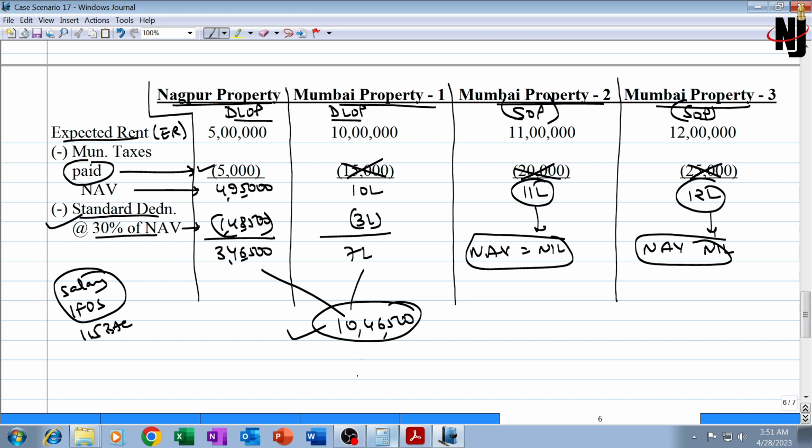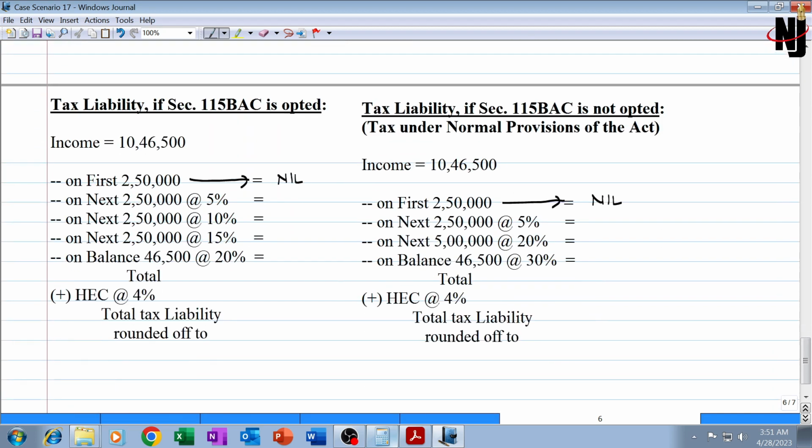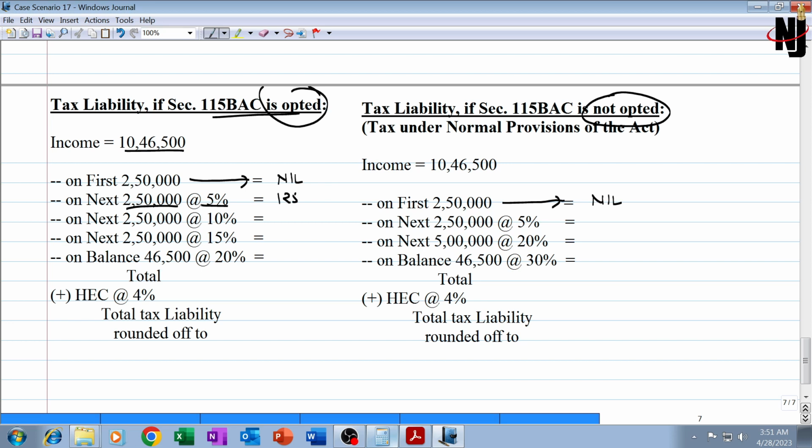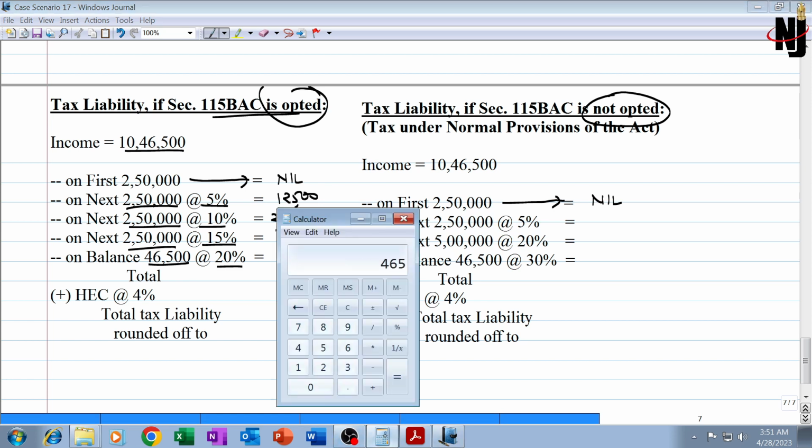Income will remain the same, 10,46,500, whether 115BAC is opted or not opted. If 115BAC is opted, then income remains 10,46,500. Still, first 2,50,000 tax will be nil. Next 2,50,000 at the rate of 5% tax will be 12,500. Next 2,50,000 at 10% will be 25,000. Next 2,50,000 at 15% will be 37,500. And balance 46,500 at 20% we will have to calculate. 46,500 into 0.2, 9,300.